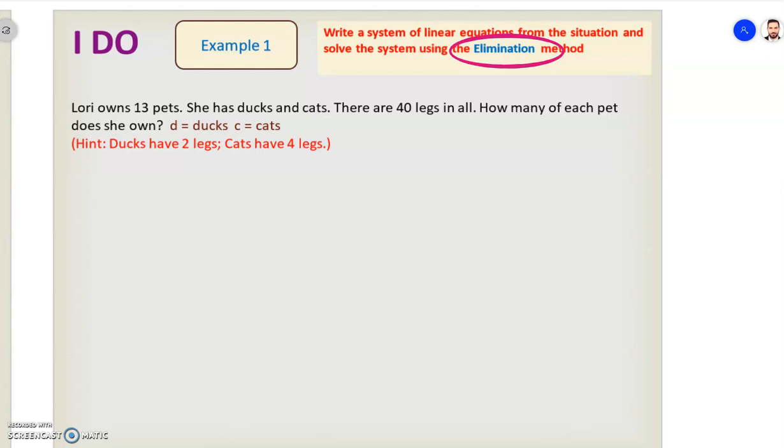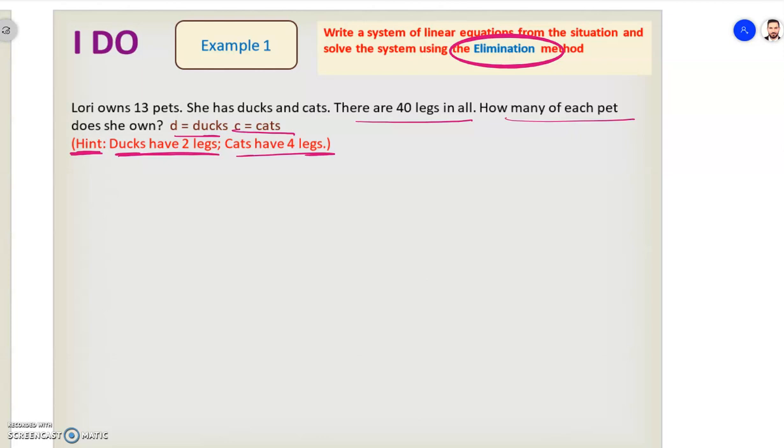Lori owns 13 pets. She has dogs and cats. There are 40 legs in all. How many of each pet does she own? Use D for ducks and C for cats, and you have to know that ducks have 2 legs and cats have 4 legs. First of all, we are going to translate the situations into mathematical equations.